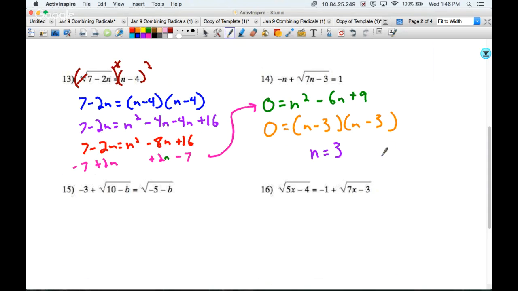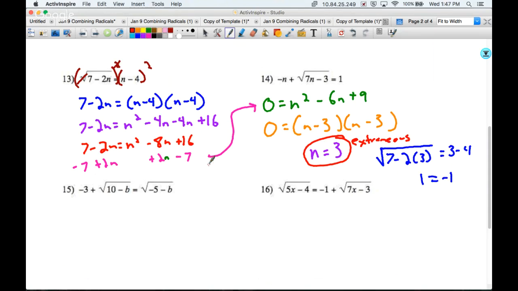So now I've got the square root of 7 minus 2 times 3 equals 3 minus 4. 7 minus 6, that's going to be the square root of 1, or 1, equals 3 minus 4, which is negative 1. So this is actually an extraneous solution, and since it was our only solution, we could just say no solution. So extraneous, therefore no solution.